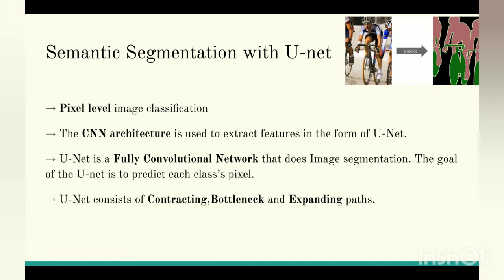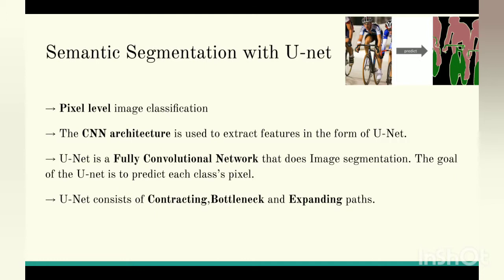As you can see on the top right hand side, semantic segmentation works where there's a background, the bicycle, and the man. You need to be able to detect the edges and fill everything according to that class. So this is called pixel level image classification. The CNN architecture is used to extract features in the form of UNet. This allows us to localize an image and look at its features in depth as it increases the number of channels and decreases the dimension.